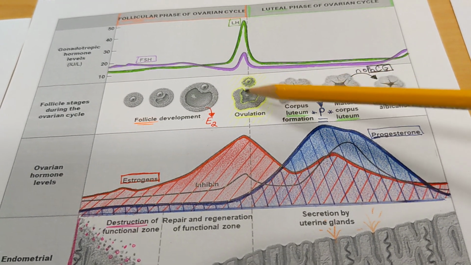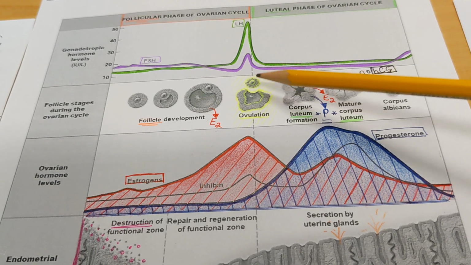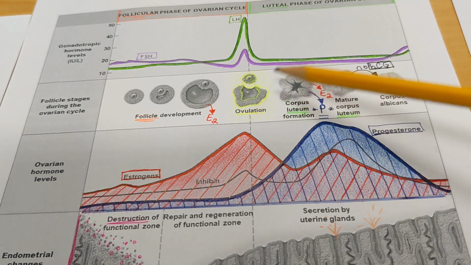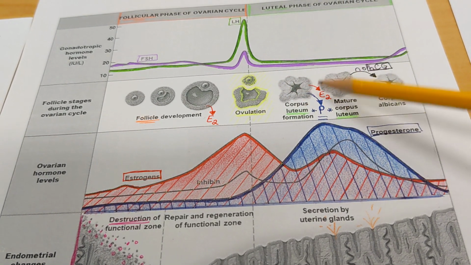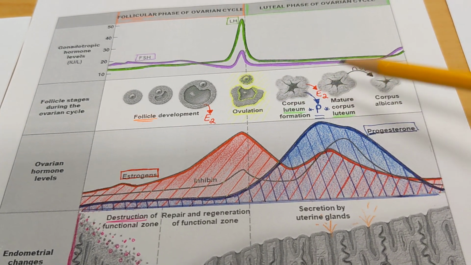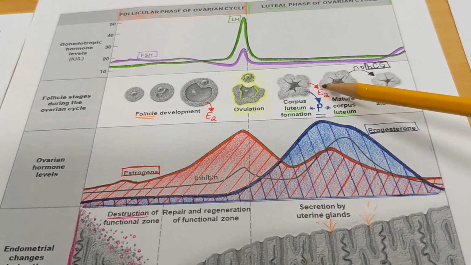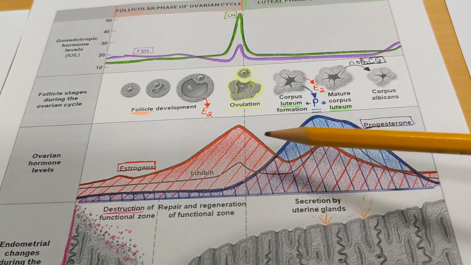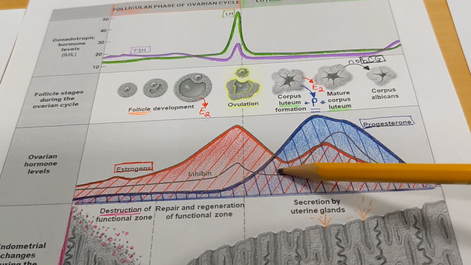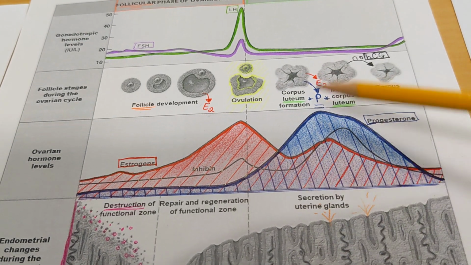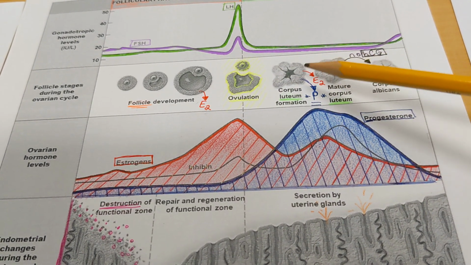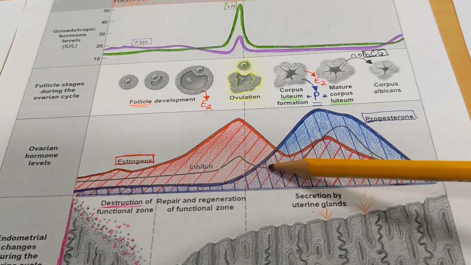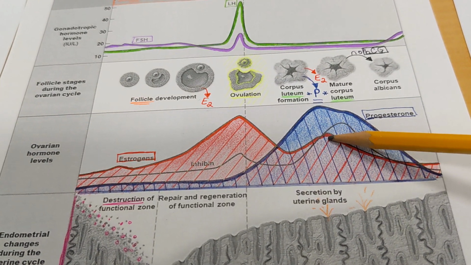LH is going to trigger the follicle to rupture, releasing the secondary oocyte and corona radiata for potential fertilization, and the remaining follicular cells are going to develop into the corpus luteum. The corpus luteum continues to secrete estrogen, although at this point, the negative feedback has been returned, and so estrogen drops for a little while before the corpus luteum gets large enough to start increasing the levels of this hormone once again.